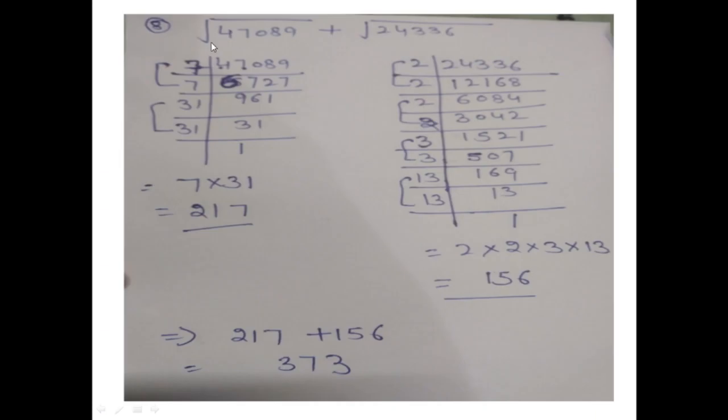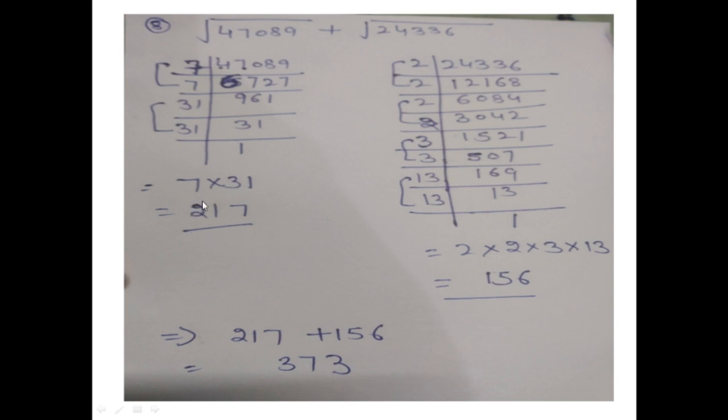This is question number 8. This is quite a simple sum. Write your question. Find out the prime factors separately. The prime factors of 47,089 are 7, 7, 31, 31. And you will get one 7 from this pair, one 31 from this pair, and when you multiply these two numbers you will get 217.